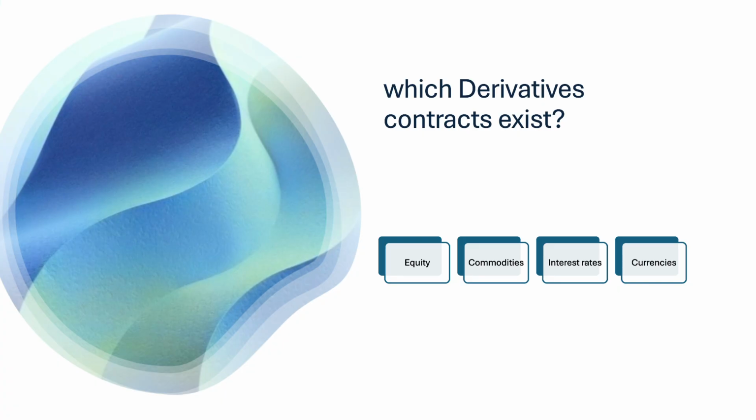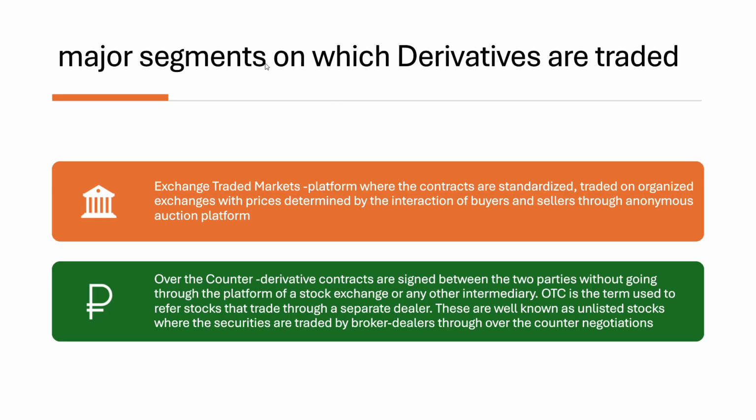Derivative contracts exist on equity, commodities, interest rates, and currencies as well. Derivatives are traded in only two places: one is the exchange, where derivative contracts are traded through the stock exchange, and the other is over the counter. If you watched the previous videos, you might know what over the counter is.